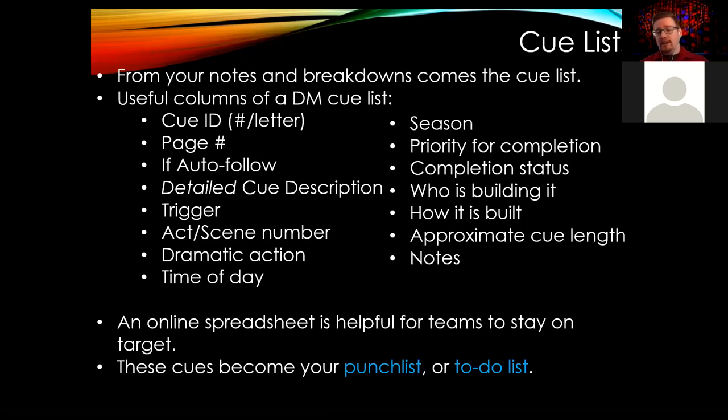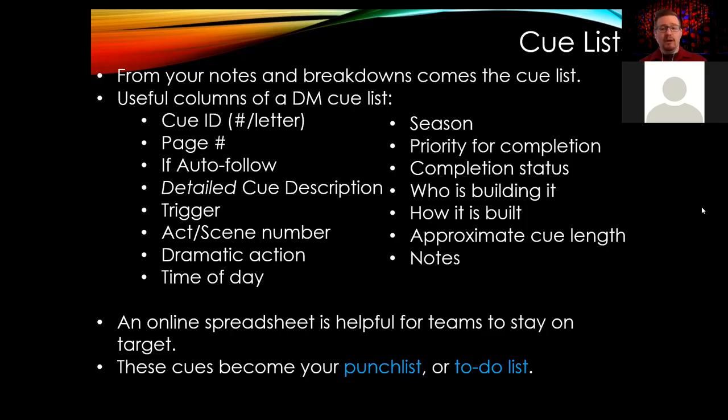I like online spreadsheets if you have a team of people working on these things. Usually I don't find that the rest of the designers really care what my cue list is looking like. The stage manager obviously does. But if you've got assistant designers or content creators who are working on this, having an online spreadsheet, something like Google Sheets, can really help, because then you're all working on the same literal document.